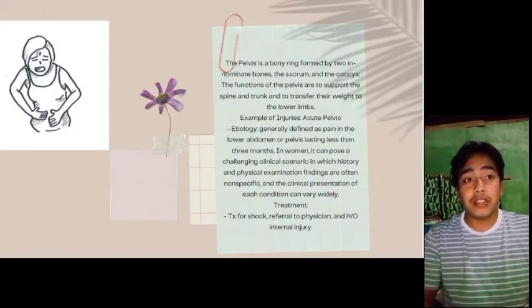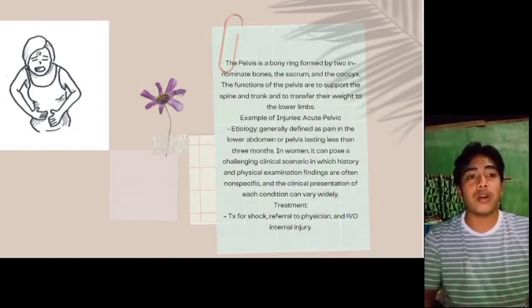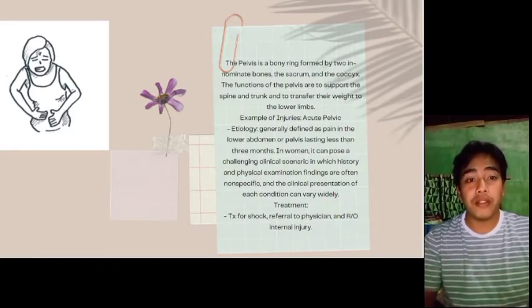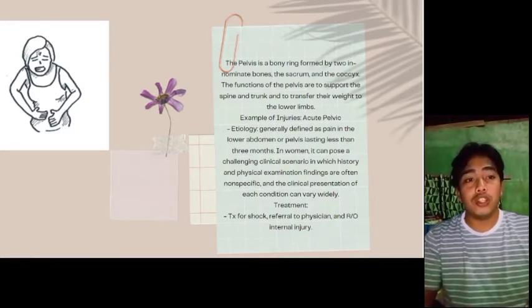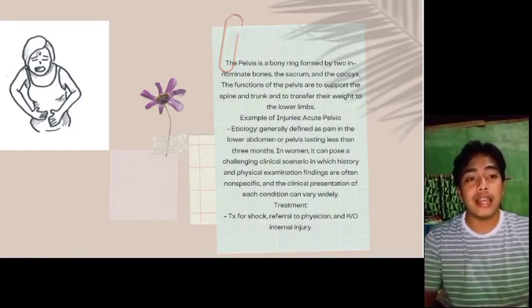The pelvis is the bony ring formed by two innominate bones, the sacrum and the coccyx. The functions of the pelvis are to support the spine and trunk and transfer their weight to the lower limbs. Example of injuries: acute pelvic pain. Etiology: generally defined as pain in the lower abdomen or pelvis lasting less than 3 months.